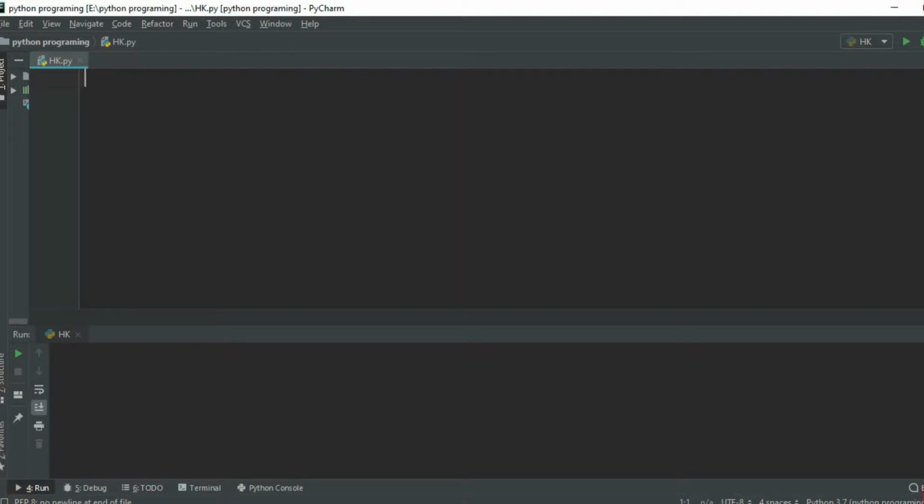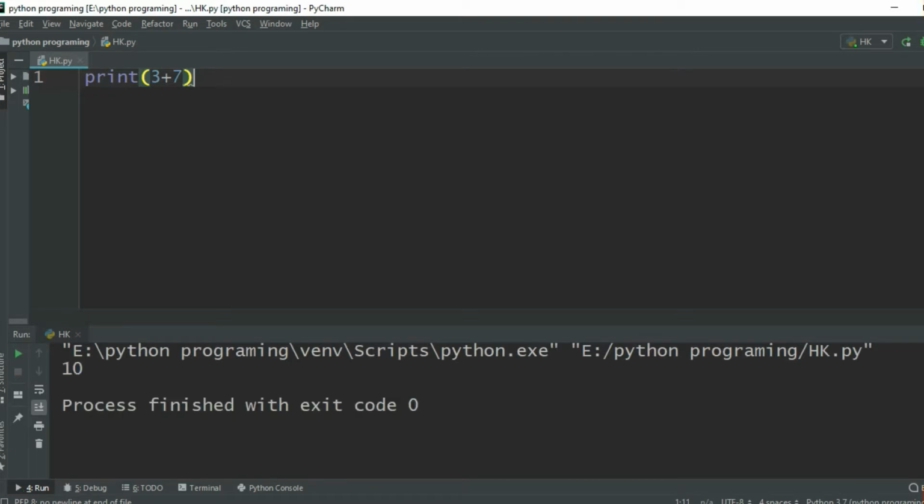First of all, write the print function. The numbers which we want to add go right here. For example, I write 3 plus 7. Run it, Shift plus F10. 3 plus 7 is 10. So try another.